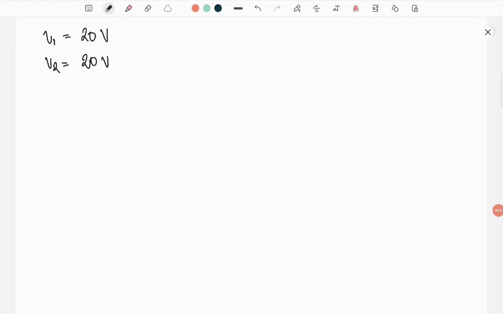Hi guys, it's Jason here, and since a lot of you are asking how I arrived at the values for V1, which is 20, and V2, which is 20, I'm just using the concept of two equations with two unknowns.